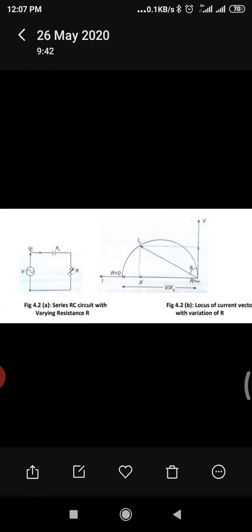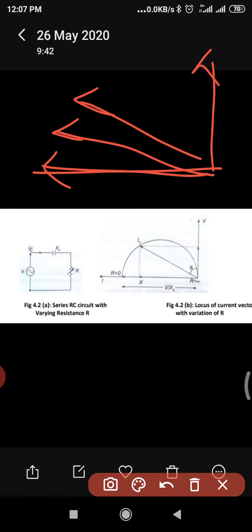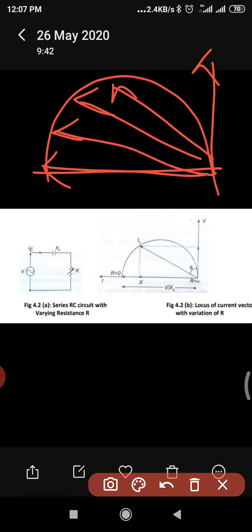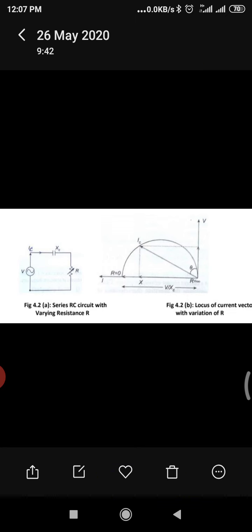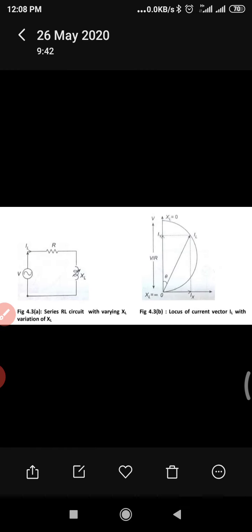Okay, now here the phase angle changes as we increase the resistance, and finally it becomes maximum. So finally we get the locus diagram like this. This is about the series RC circuit with variable resistance. Okay? Next let us see the series RL circuit with variable XL.